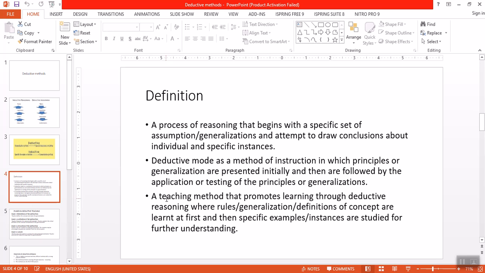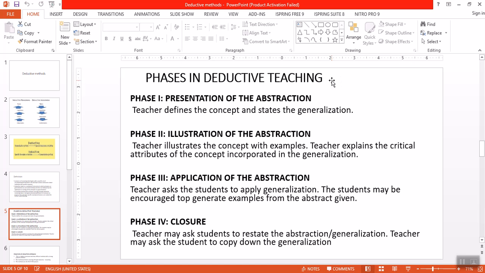Teaching method: the deductive method is a teaching method that promotes learning through deductive reasoning, where rules or the generalizations or the definition of the concept are learned first, and then the specific examples and instances are studied later. Alright, what are the different phases now?